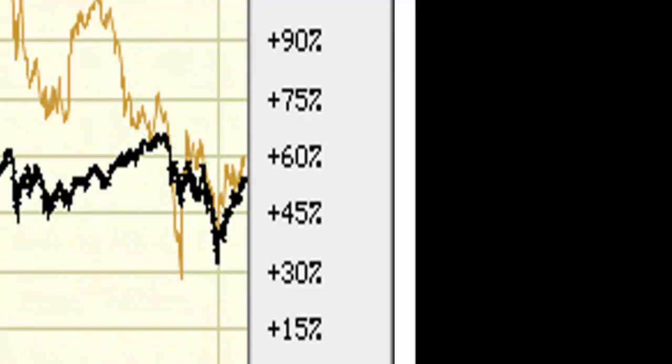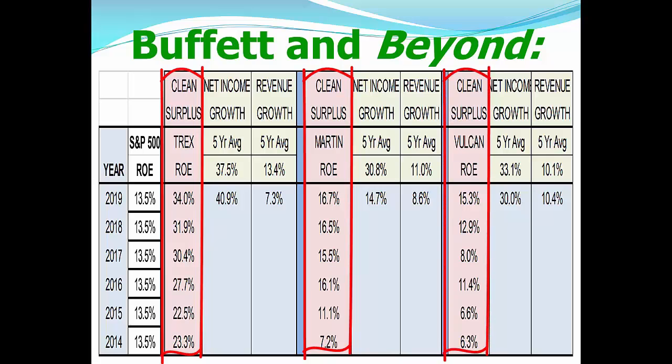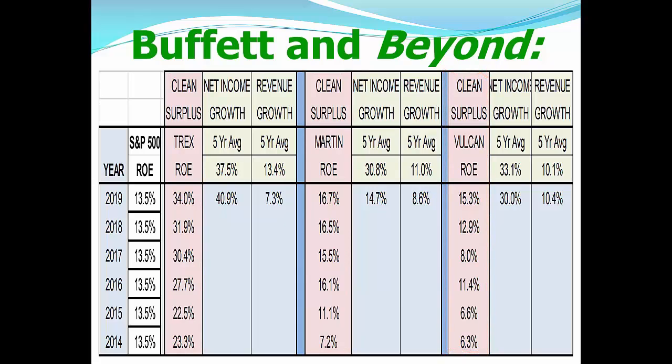And then let's look at these three stocks together. And over on the left, we see TREX with an ROE of 34%, Martin Marietta 16%, and Vulcan Materials 15%. So looking at this, and boy, folks, they expect the net income growth on TREX to be 40% next year on revenue growth of only 7.3%. How could that possibly be? Well, I'll tell you how. It's because they have a lot of fixed costs.